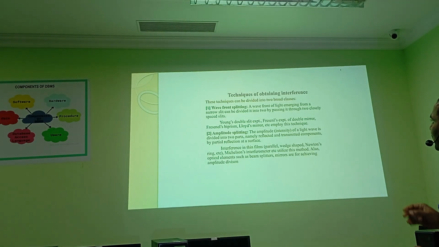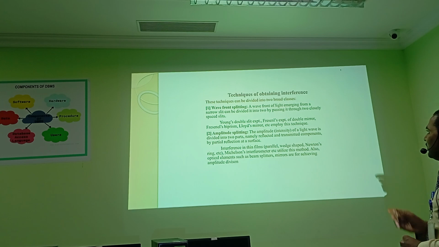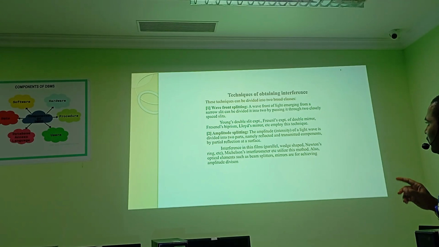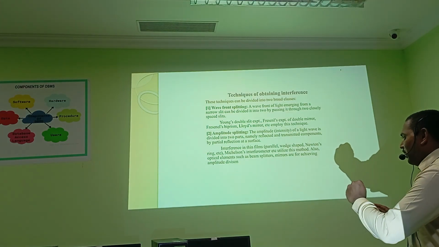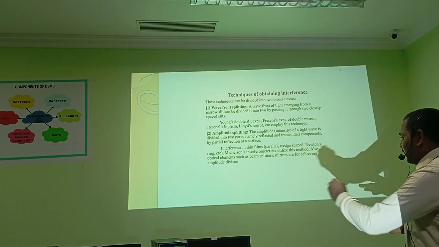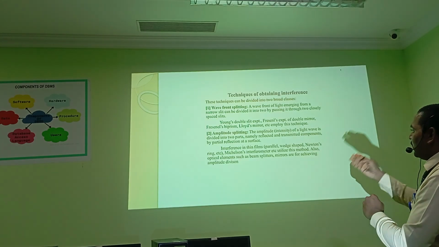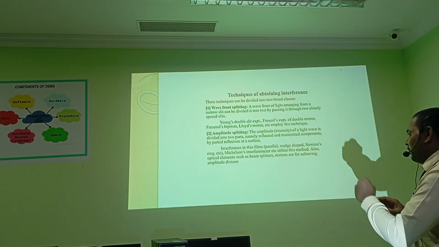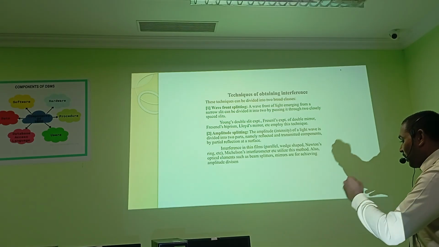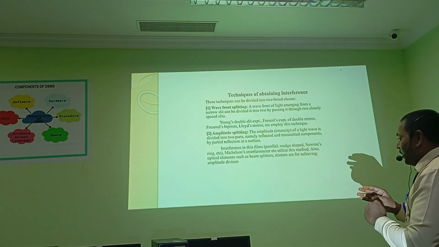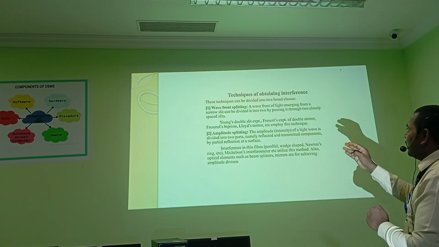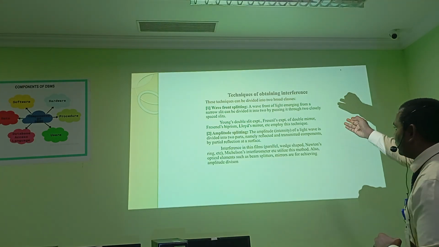Next, the techniques of obtaining interference. These techniques can be divided into two broad types: wavefront splitting and amplitude splitting. The light travels through the wave pattern depending on the axis through the region of the point, traveling in a straight line, parallel, or zigzag. Those are the techniques for obtaining the interference pattern.